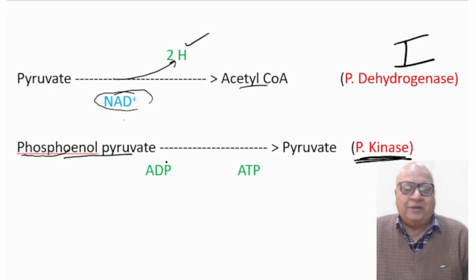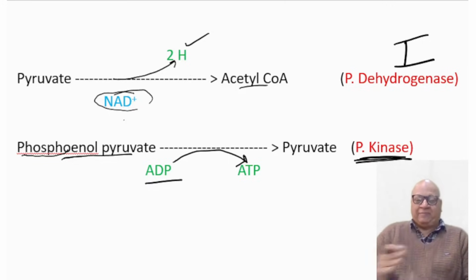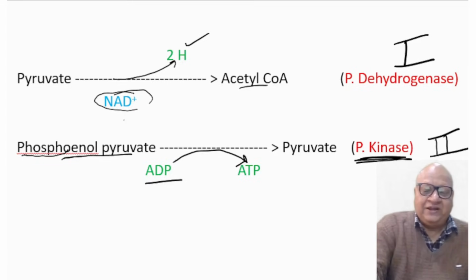Second enzyme of our list, pyruvate kinase, which is converting phosphoenol pyruvate to pyruvate. What is happening here? The phosphate group of phosphoenol pyruvate is getting transferred to ADP. In the process, ADP is getting converted to ATP. So what is happening here? Transfer of a functional group is taking place. So this will come into the second class, that is transferase.